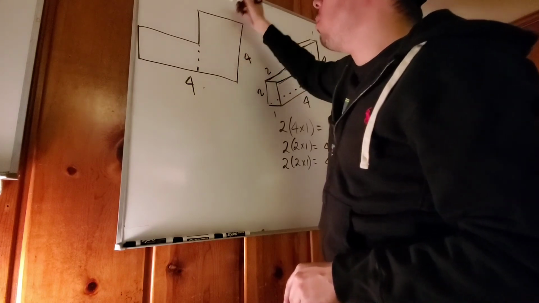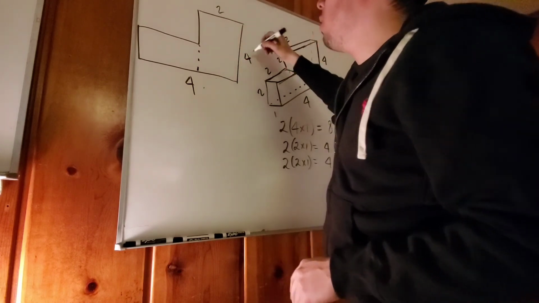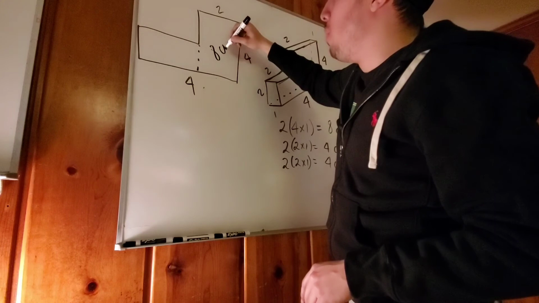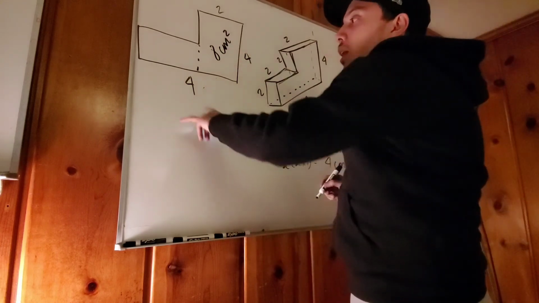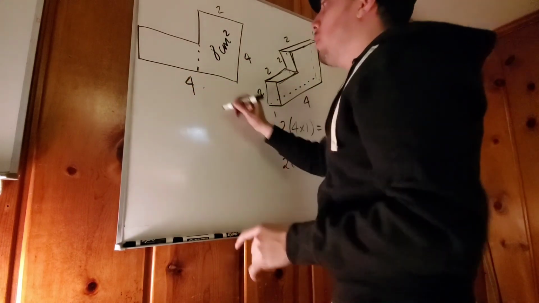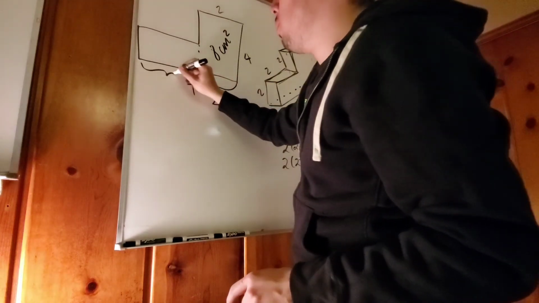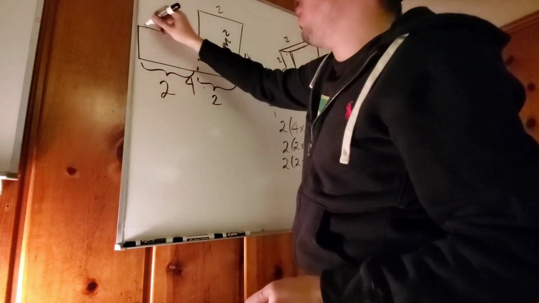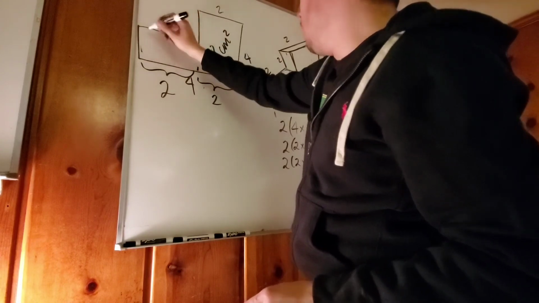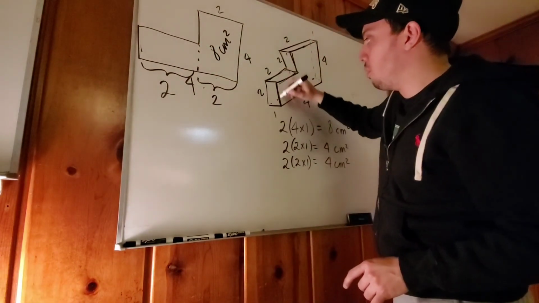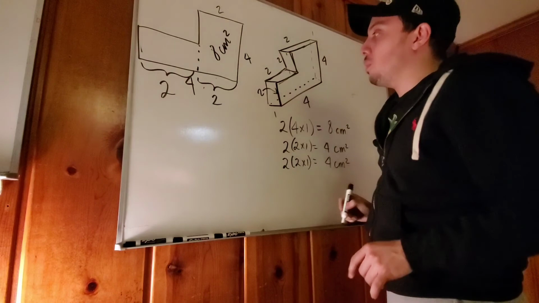So this is going to be 4 and this is going to be 2. 4 times 2 is going to be 8 centimeters squared right here. And this is not 4, but this is going to be 2. And then this is going to be 2. This is going to be 2. And in this side right here, it's going to be 2 as well.